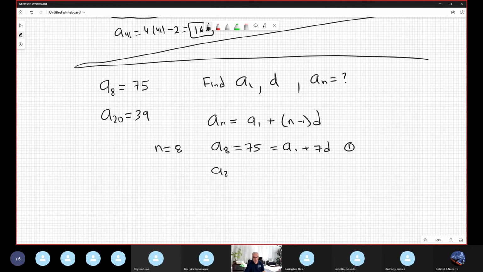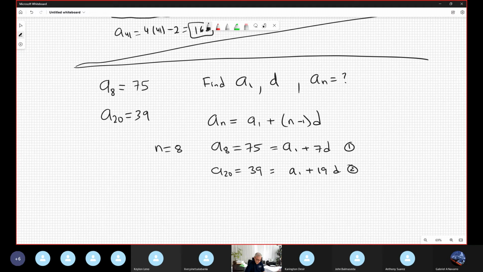And in position 20, the answer is 39. This arithmetic sequence is weird because it's decreasing. In position 8 it is 75, however in position 20 it is 39. This situation happens because the common difference is negative. The formula is the same: A sub 1 plus 19, because 20 minus 1, times d. And this is equation 2. Then you have two equations, so it's possible to find the solution.